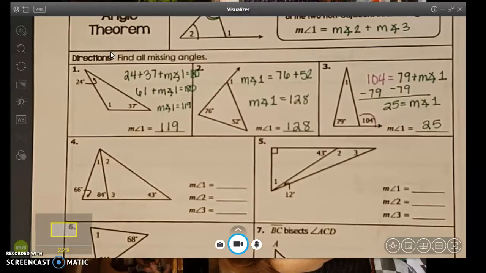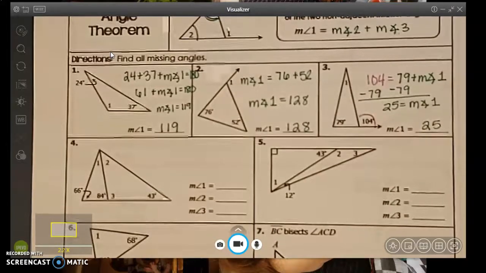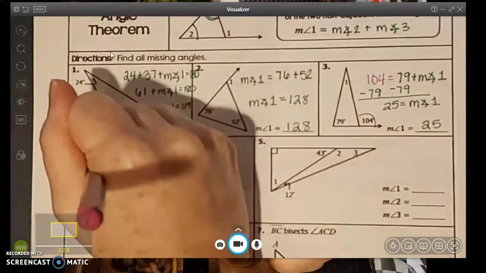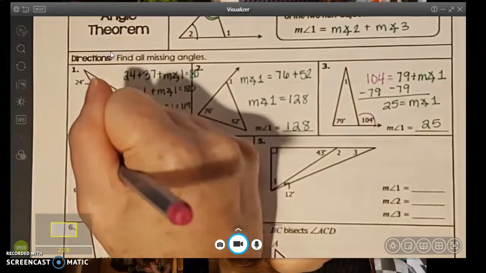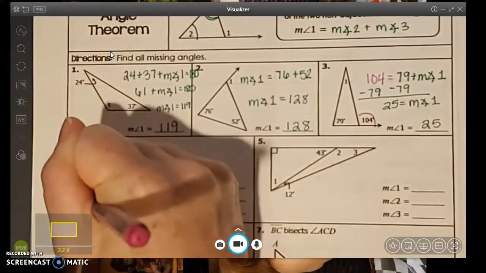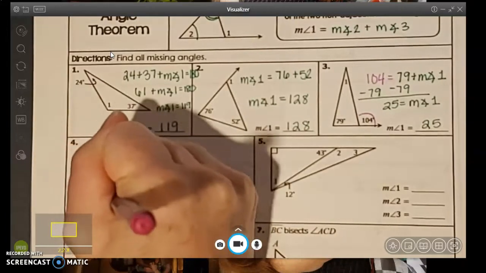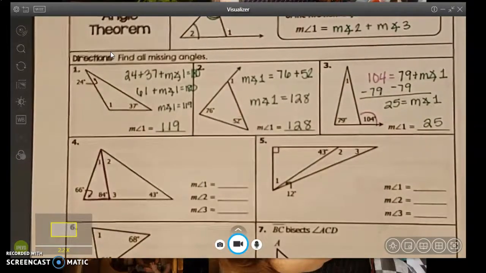Okay, so there's a couple different places you can start here. I'm going to start with finding the measure of angle 1. I see this triangle here, and remember, how many degrees are in a triangle? 180. So if I add all those angles up, it should be equal to 180. So if I take 66 and 84 and subtract it from 180, that'll give me the measure of angle 1.